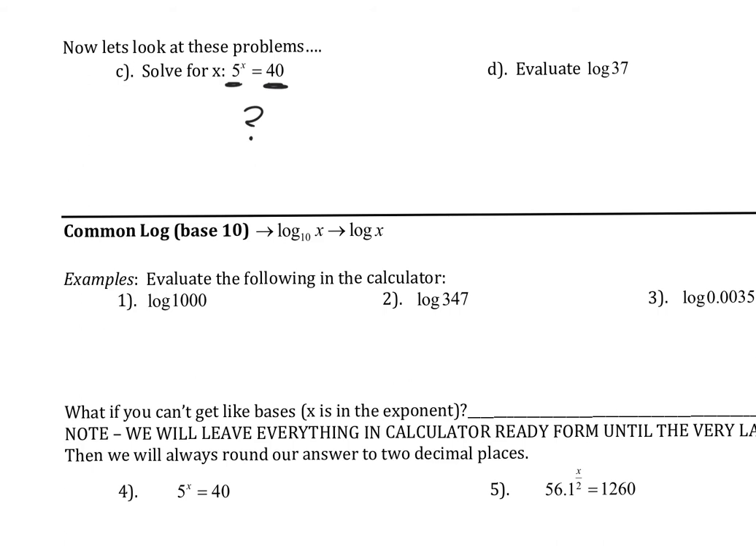Similarly with D, if I say what does this equal, and think back to our first day of logs, this is the common log. So I can convert to exponential form, which would be 10 to the x is equal to 37. Once again, x is in the exponent position, and I don't know how to get like bases for the 10 and 37. So we don't know how to solve these yet, and these will be calculator problems. So at this point, if you don't have your calculator, please take a moment to take that out.